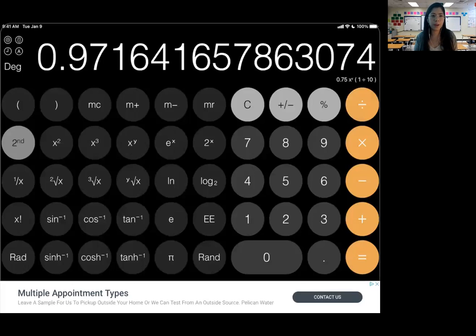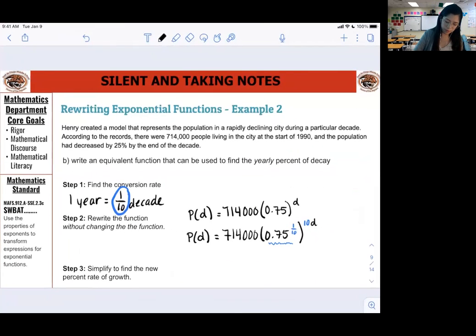And I got 0.972. I'm going to write 0.972. So P of D equals 714,000 times 0.972 to the power of 10D.